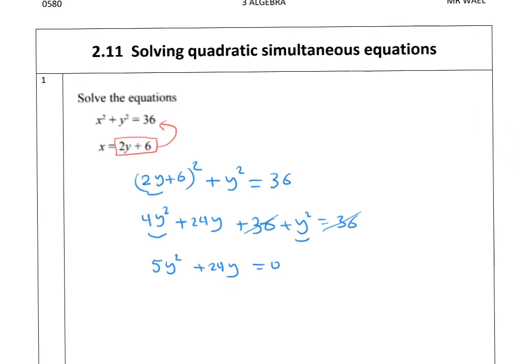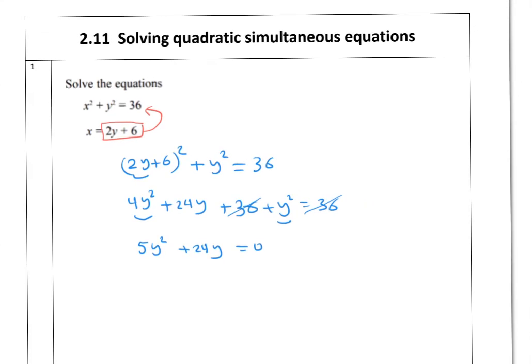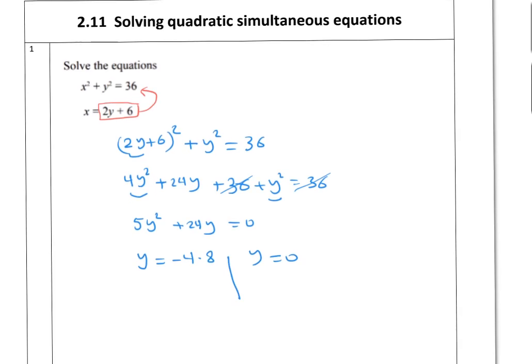equals 0. Now we have a quadratic equation we can solve using your calculator to find the values for y. Mode 5, 3, then a is 5, b is 24, c equals 0. So now the answer: y equals negative 4.8 and the other value y equals 0. Or you can factorize and get that.